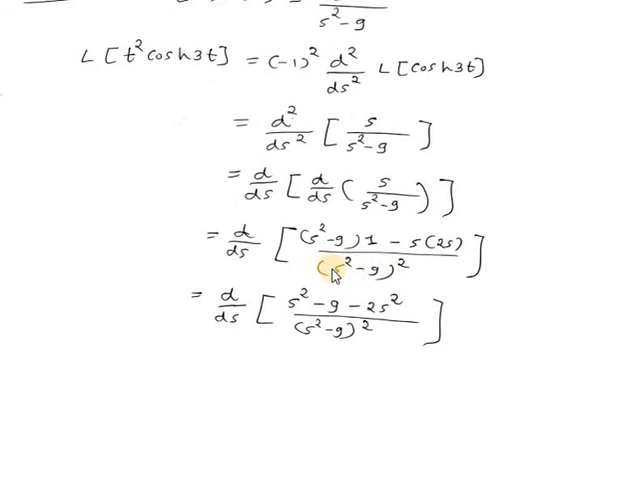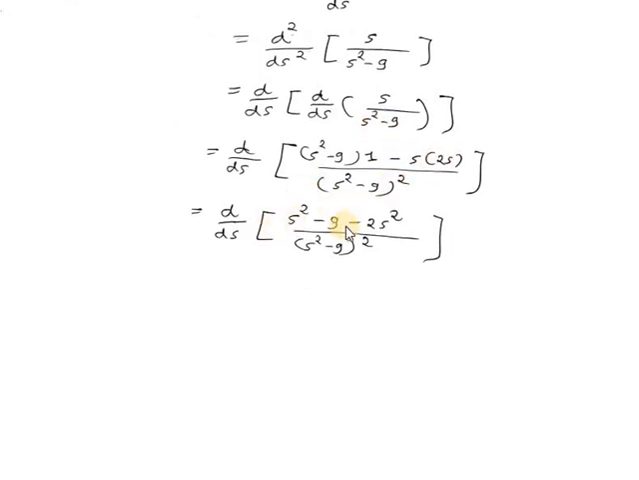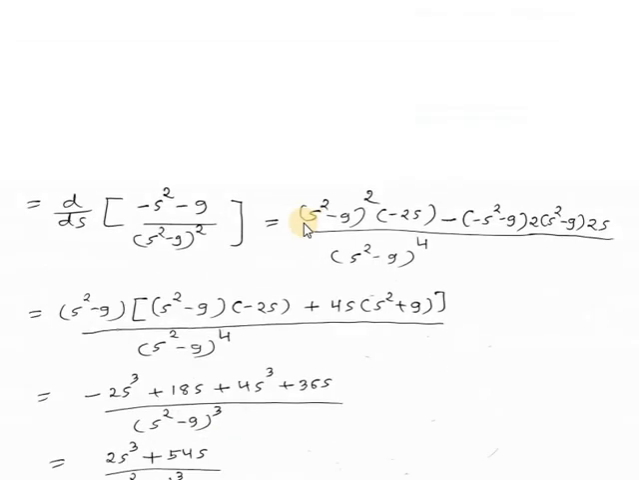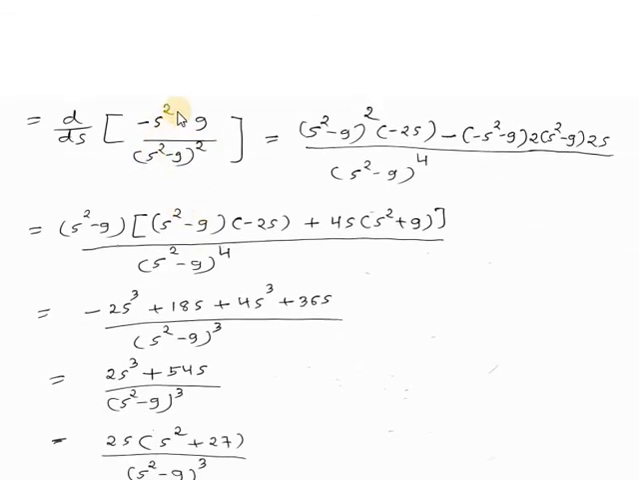So it will be denominator whole square, denominator constant, and derivative of numerator. So derivative of s will be 1, minus s constant and derivative of denominator, so it will be 2s. So which is equal to (s square minus 9 minus 2s square) divided by (s square minus 9) whole square. So this will be d by ds of (minus s square minus 9) divided by (s square minus 9) whole square. So here again we will use the u by v rule.